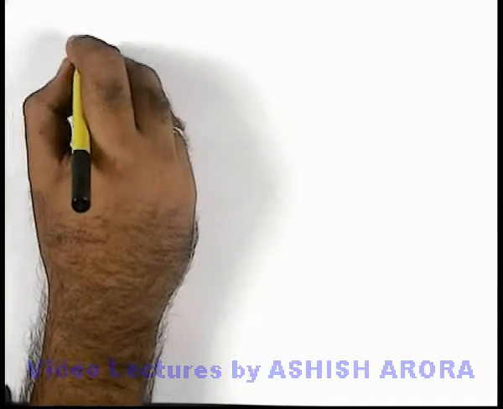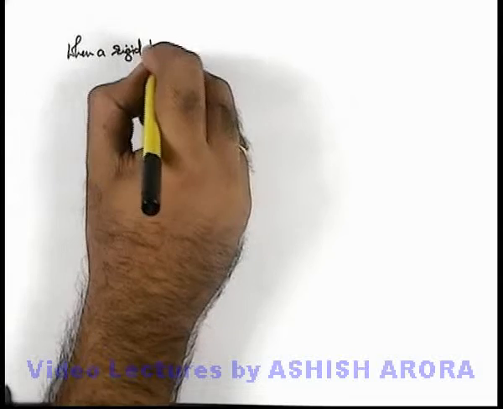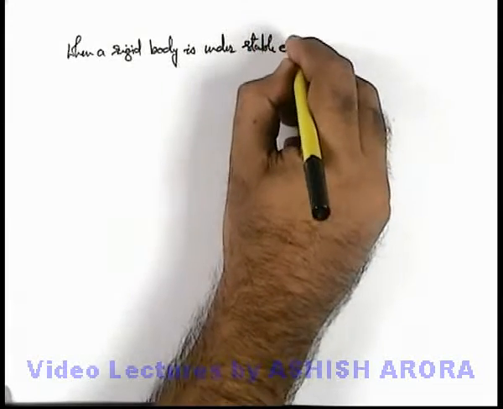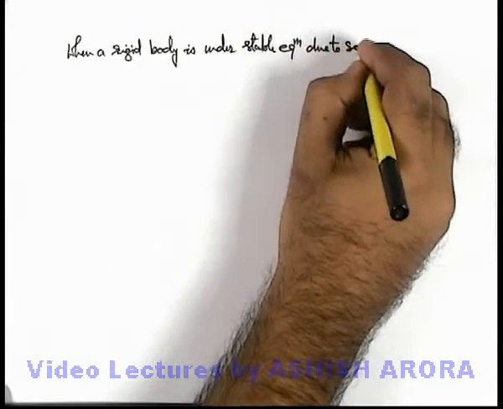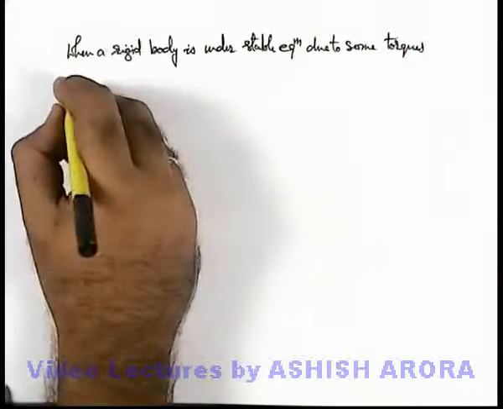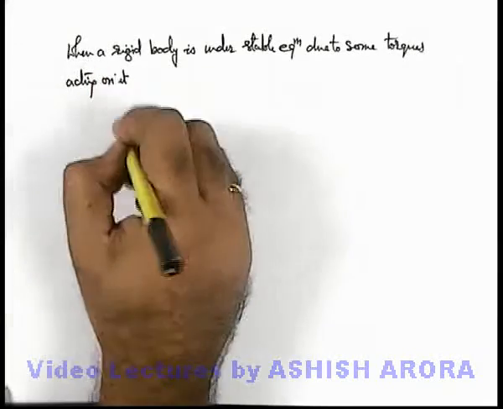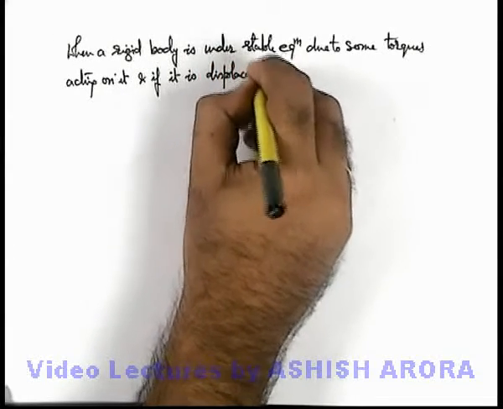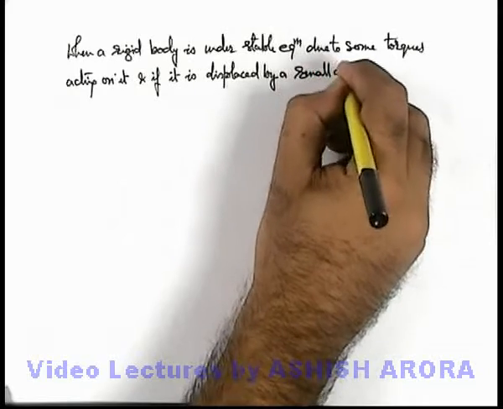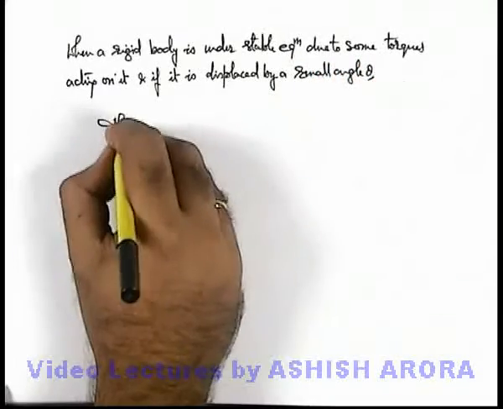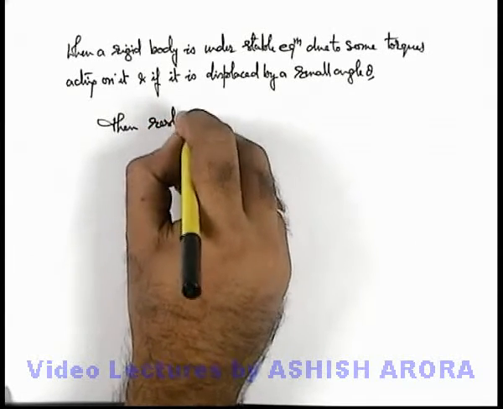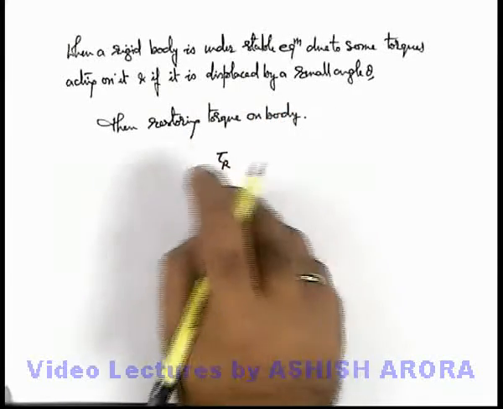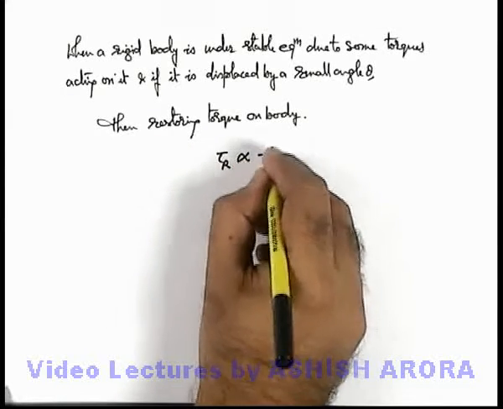So we can state when a rigid body is under stable equilibrium due to some torques acting on it, and if it is displaced by a small angle theta, then if we calculate the restoring torque on body, say we are getting this as a proportional function of minus theta.